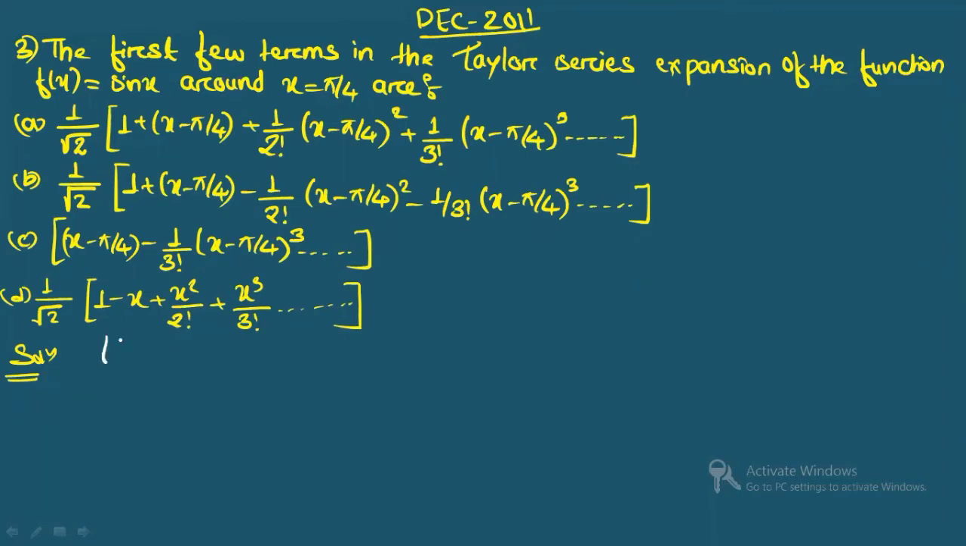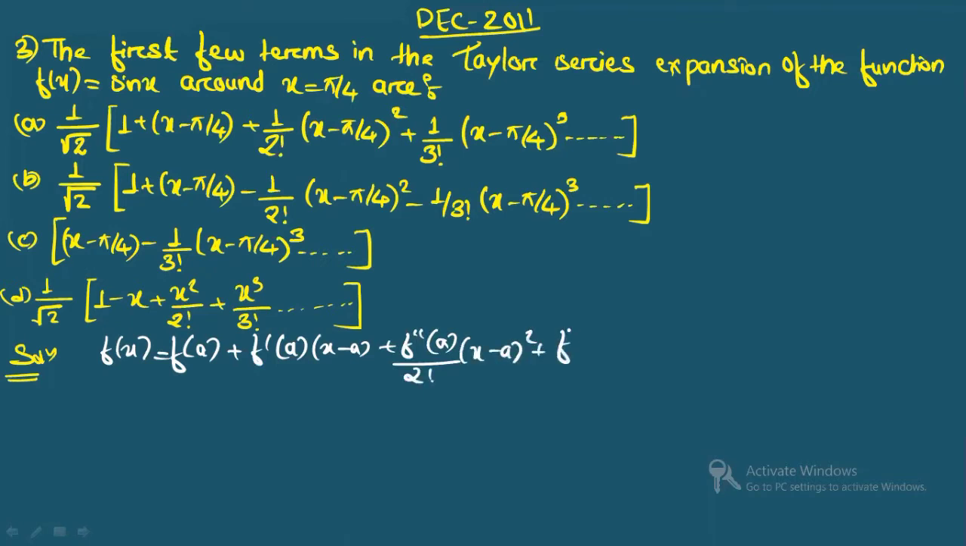So what is the Taylor series expansion of f(x)? It will be f of a, plus f prime a by factorial 1, which is 1, times x minus a, plus f double prime a by factorial 2, times x minus a whole square, plus f triple prime a by factorial 3, times x minus a whole cube, plus f4 a by factorial 4, times x minus a to the power 4, and so on. So let's calculate first f of a, then we will see f prime a.